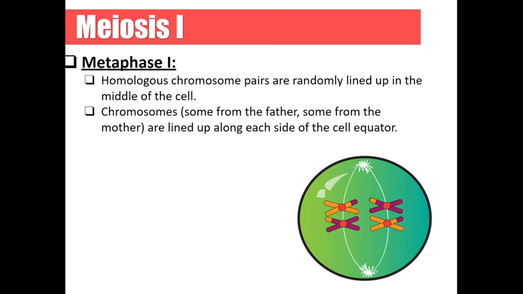Now, we have metaphase 1. This is when homologous chromosomes are going to pair up randomly when they're lined up in the middle of the cell. So chromosomes, some from the father and some from the mother, are going to line up along each side of the cell's equator.